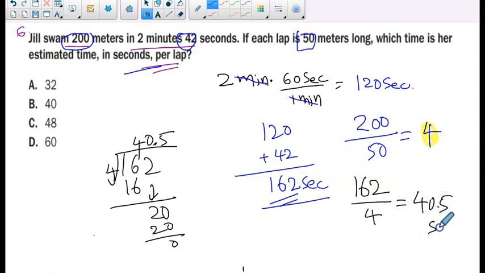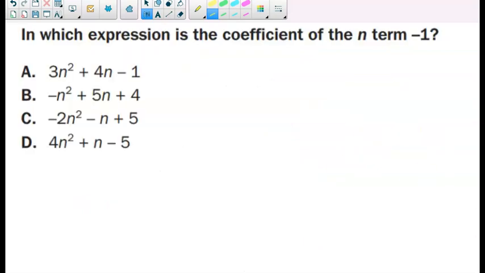So 162 divided by 4 is 40.5 seconds. And look for a number closest to that, because that's what they are saying, right? Estimated time. 32 is not close to 40.5. This is the number, right? 40 is closest, so that is my answer. So she can swim 50 meters in 40 seconds. That is the conclusion. All right, let's go to the next problem.